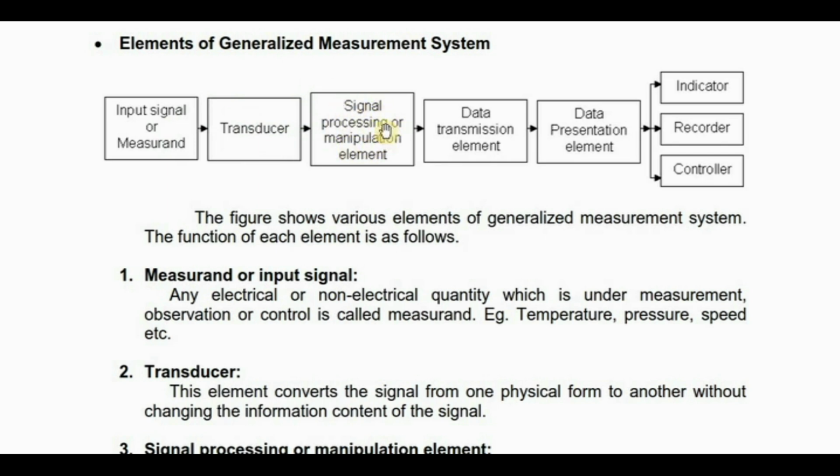This signal processing unit will work on that particular signal. Either it will increase the magnitude, or it will manipulate it, like filtering can be done, modification in the signal can be done, and after all that, it will be given to the data transmission element. It may be anything like a cable or radio link, etc., and then that transmitted data will be presented with the data presentation element, either in the form of an indicator or a recorder or a controller. So that's what it is about the elements of a generalized measurement system.